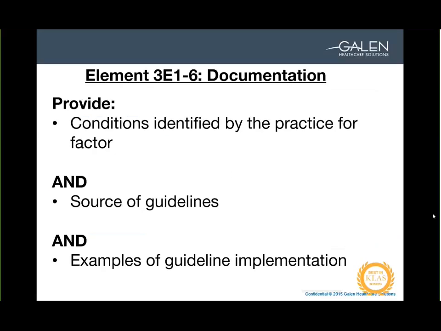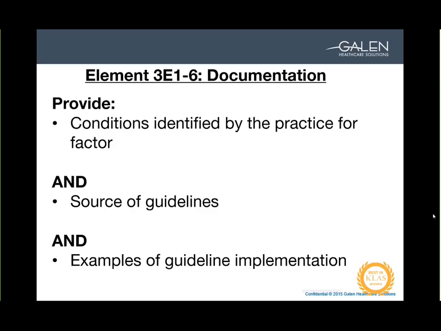So what do you need for documentation? You're going to have to provide what you decided. I gave you examples. For 1 through 6, you're going to have to say what conditions you're looking for. That's got to be somehow written down, like the examples I gave of diabetes or mental health. What is your evidence base that you've picked? So factor 1, here's the 2 we picked: mental health and substance abuse, this is big. You're going to need the source of those guidelines and then examples of how you implemented it.